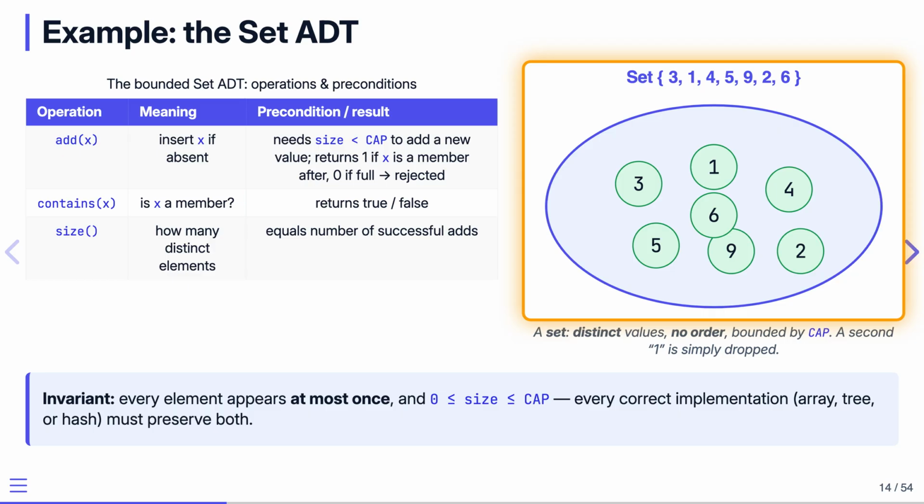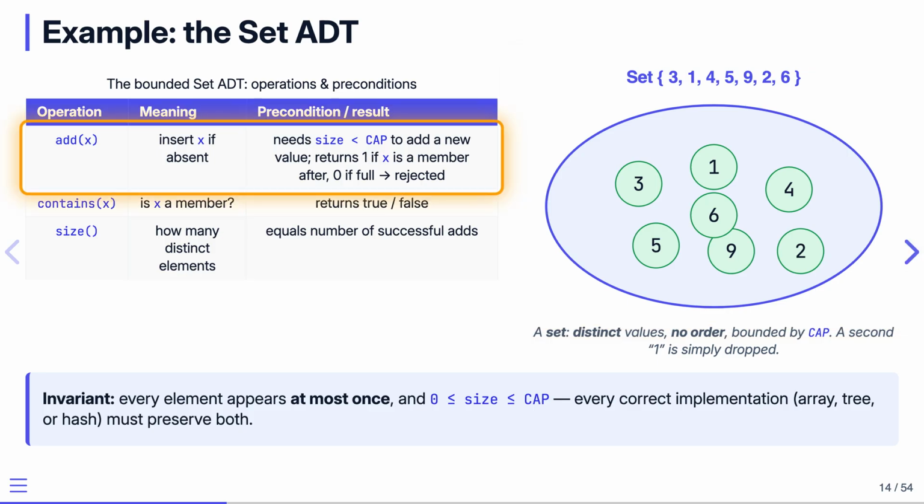Let us make this real with the set. A set is a bag of distinct values. It has no order and it is bounded by a cap. Look at the picture. 3, 1, 4, 5, 9, 2, 6. If you try to add a second one, it is simply dropped.